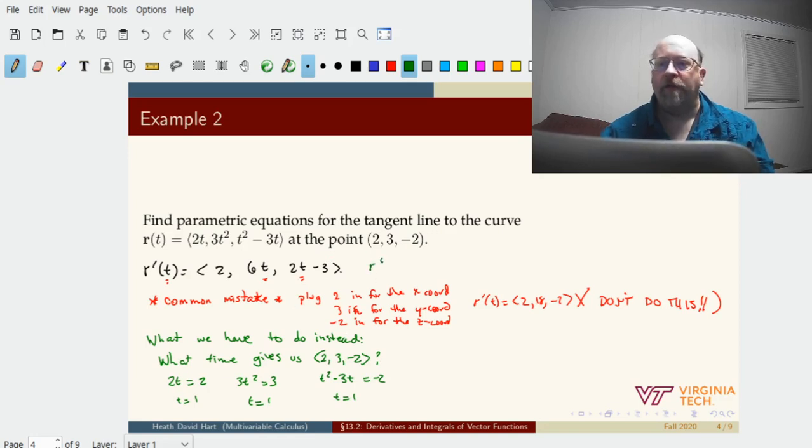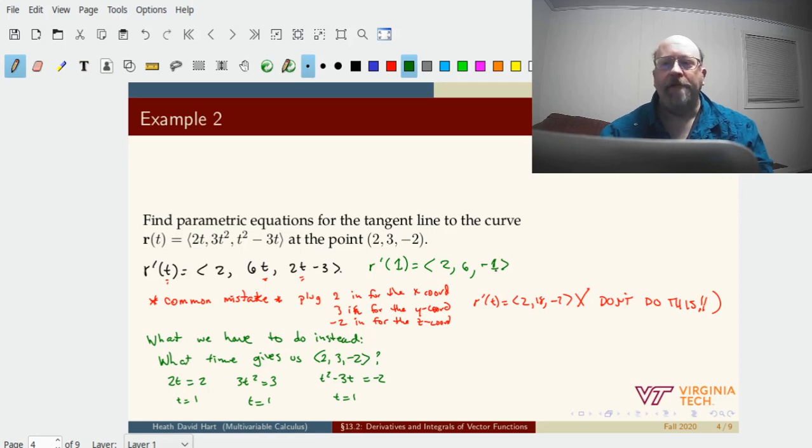And so we use the time at t equals 1 to create this. And this is going to be 2, 6 times 1 is 6, 2 times 1 minus 3 is negative 1. And that's correct, and this is wrong. So don't take this point and just plug it in directly without solving for t first.